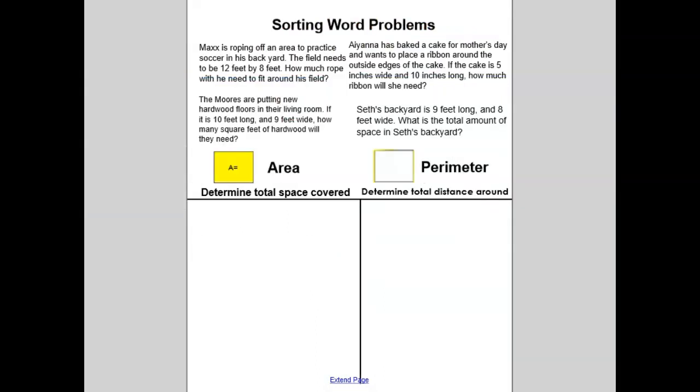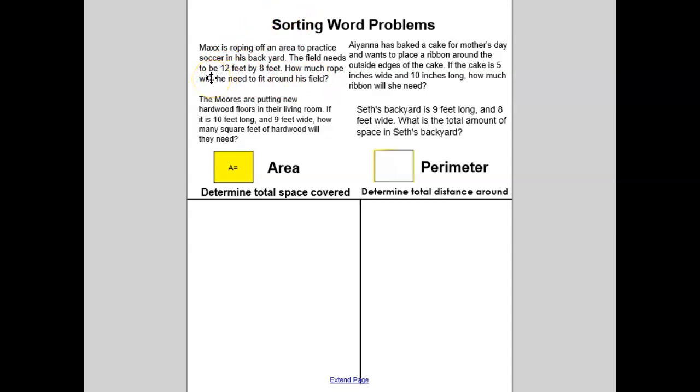You guys are going to sort with me really quickly, and then we are going to actually solve area and perimeter problems together. Let's read this together. So it says, Max is roping off an area to practice soccer in his backyard. The field needs to be 12 feet by 8 feet. How much rope will he need to fit around his field?